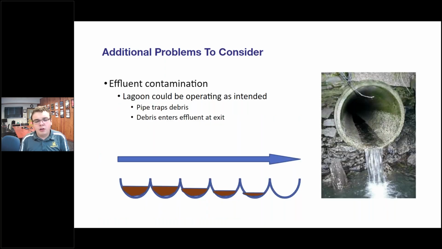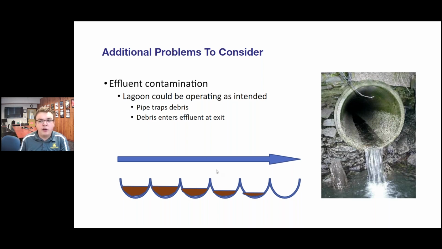Another problem to consider is getting your effluent contaminated. Your lagoon could be working just perfectly fine, and this is especially true if you have corrugated metal piping, but you're still getting issues on the effluent side where you're getting a lot of BOD or a lot of suspended solids in solution that don't make a lot of sense on your lagoon side. This could simply be happening from having debris trapped in the pipe.